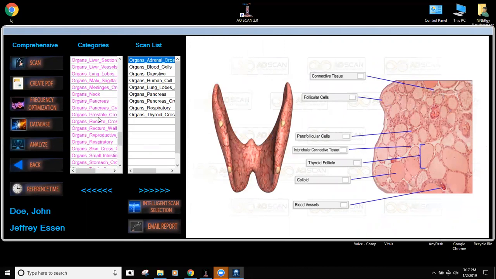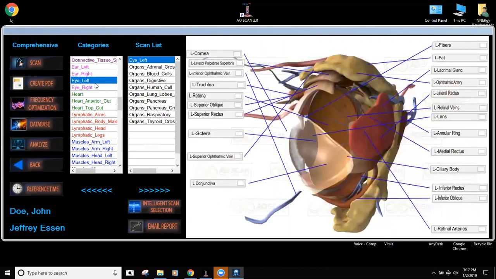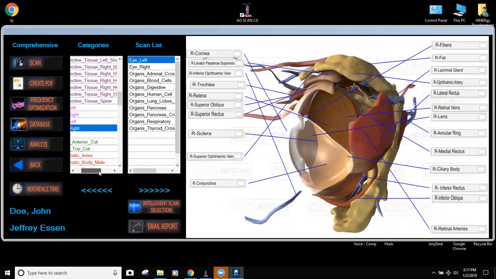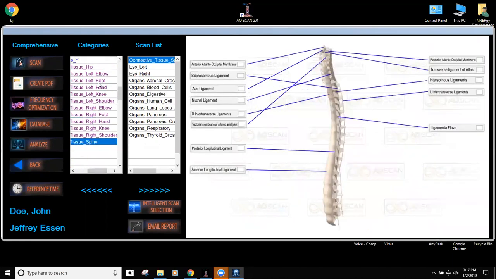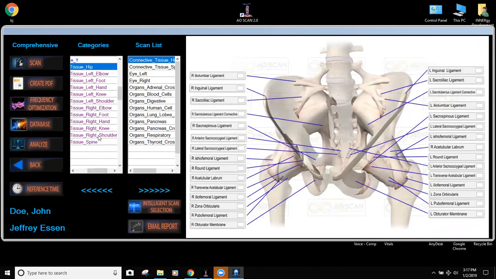Now, this is also the point at which you want to ask that person, well, do you have anything else going on that we might want to pay attention to? Do you have any particular aches and pains, any musculoskeletal problems, anything where you might want to take a look at a particular set of things? We had seen eye strain. So let's take a look at the eyes and see how those are doing. I know that this patient happens to have some issues in the connective tissue of his spine and of his hips. Okay, we can take a look at those.